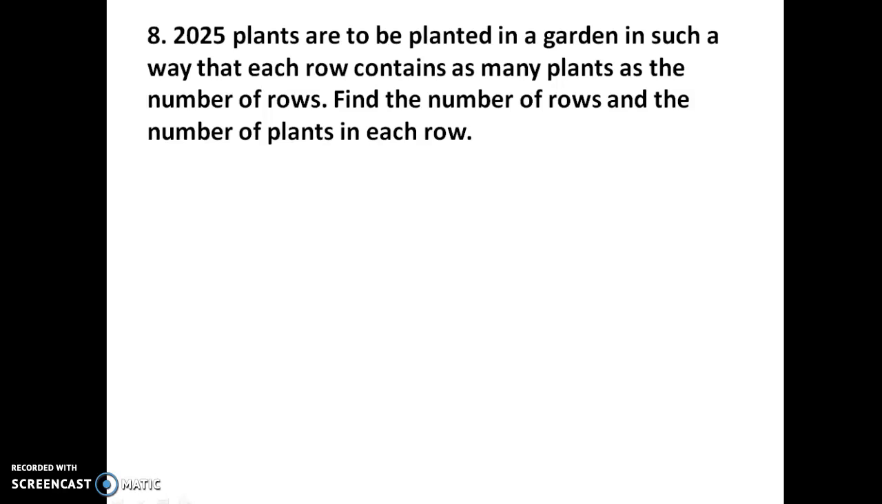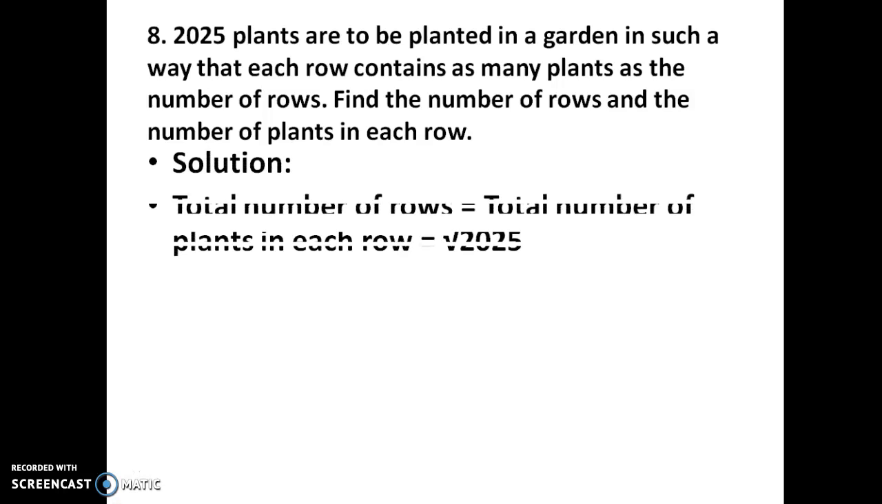Understood? In the eighth problem, 2025 plants are to be planted in a garden in such a way that each row contains as many plants as the number of rows. Find the number of rows and the number of plants in each row. Here also, same way as in the previous problem, the total number of rows is equal to the number of plants in each row. So you have to find the root of 2025.